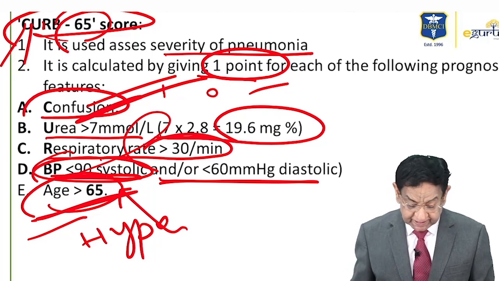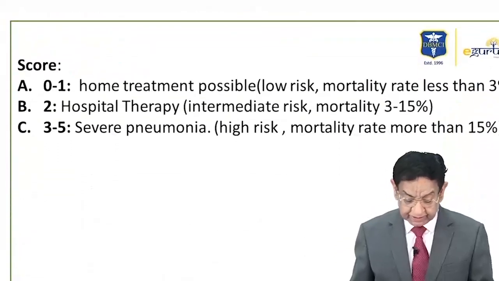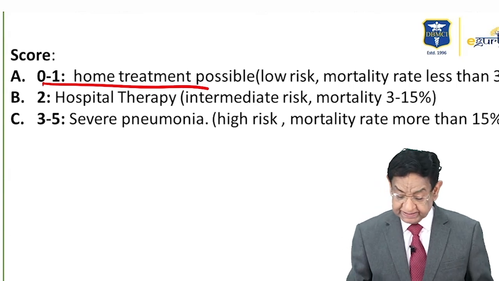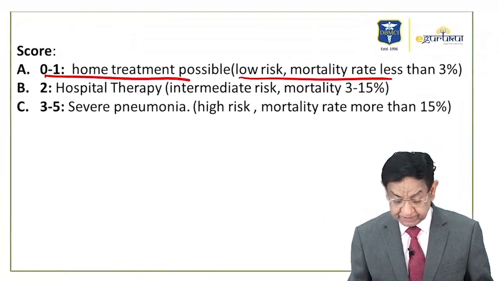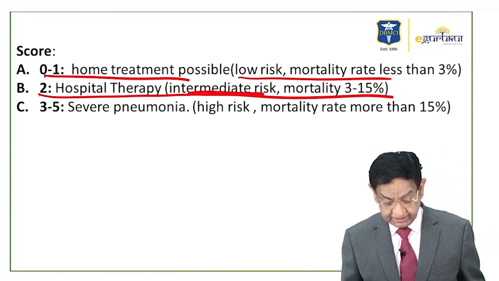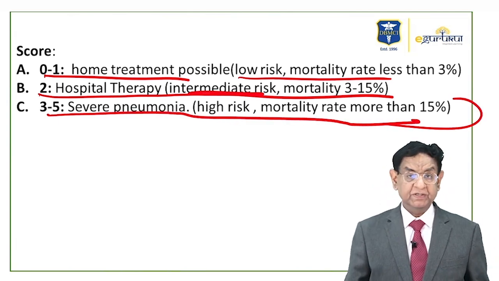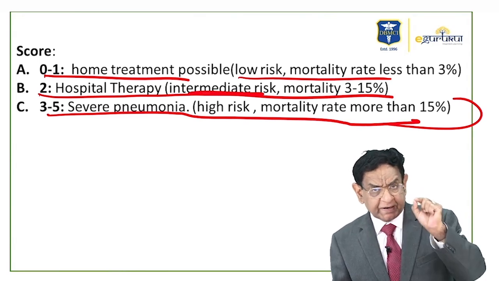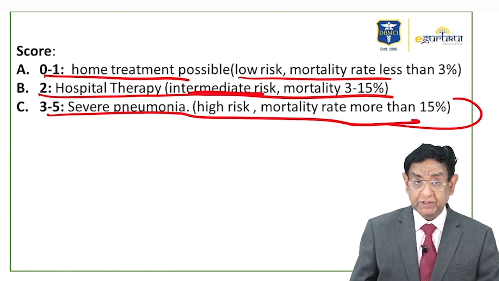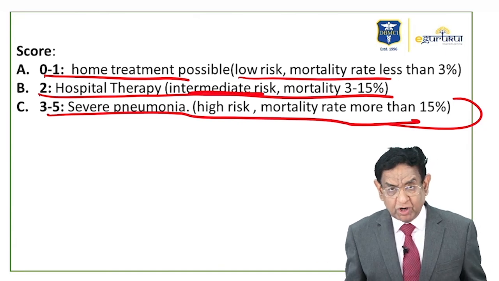So we have 5 criteria, that means 5 marks, 1 each. Let us see how we do scoring. If the patient has a score of 0 to 1, you give home treatment. Why? They have a low risk, with mortality rate less than 3%. A score of 2 is intermediate risk, with mortality 3 to 15%, and 3 to 5 is severe high risk, with mortality much more than 15%. Now you understood the clinical application of the CURB-65 score. You calculate the score and decide how much is there. Now your job has been made much easier.